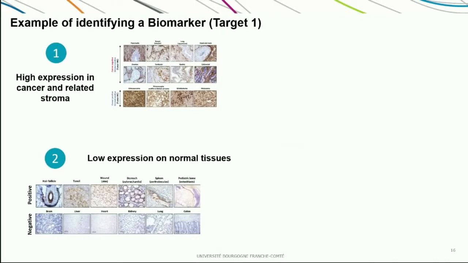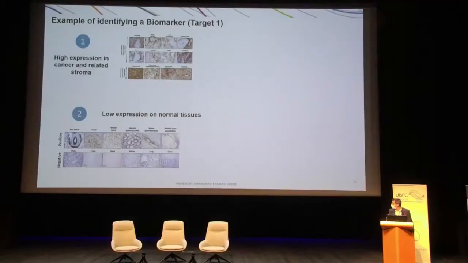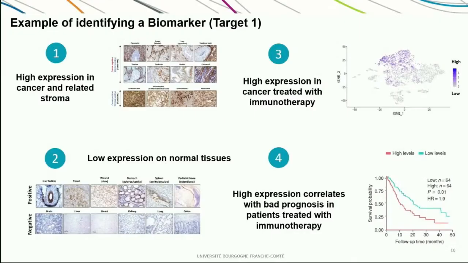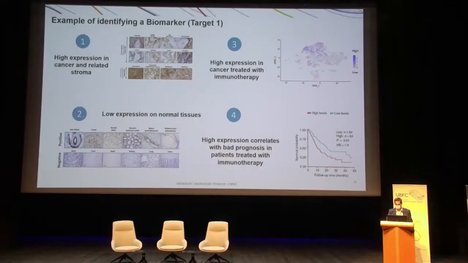We have a high expression in cancer-related stroma on the upper left. We have a low expression in tumor normal cells. We have a high expression that is correlated to immunotherapy. I won't describe the graph in detail, but the purple column means that it's correlated, it's well expressed when the patients are treated with immunotherapy. And this expression correlates with bad prognosis in patients treated with this kind of therapy.